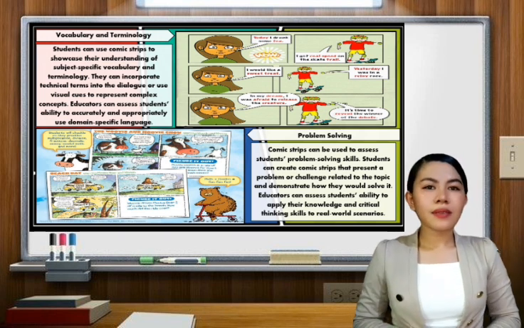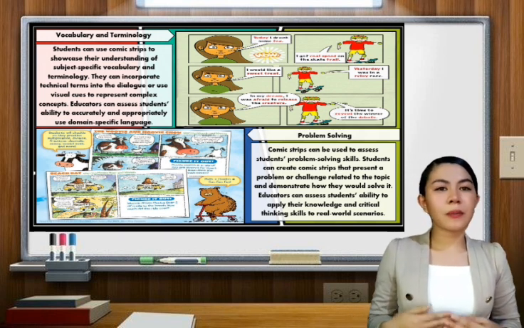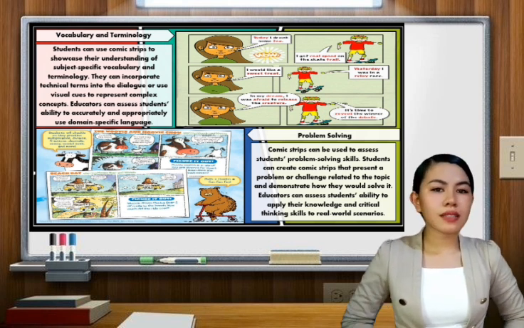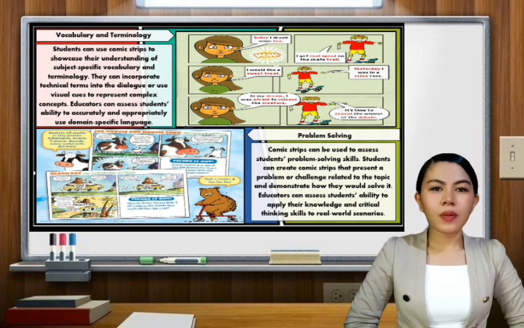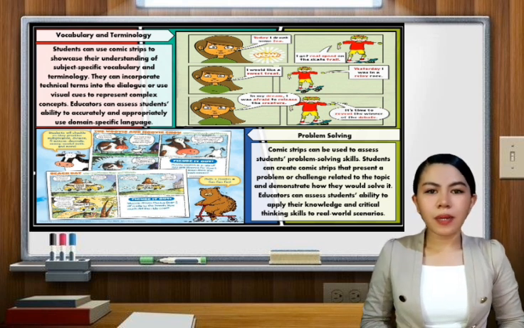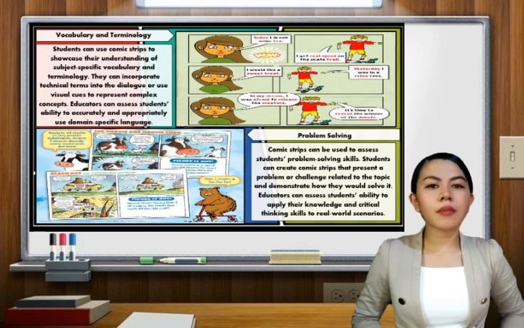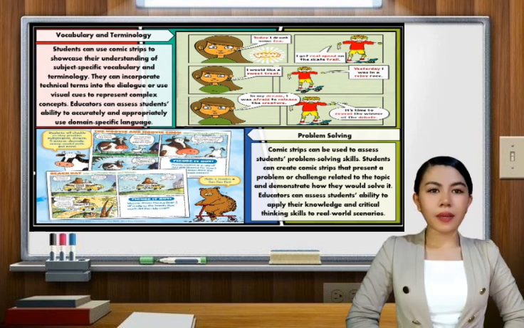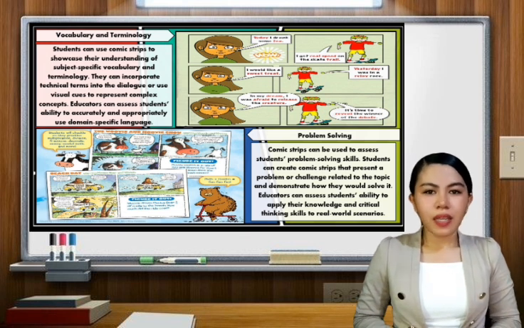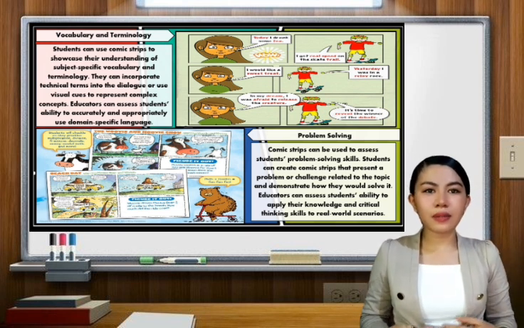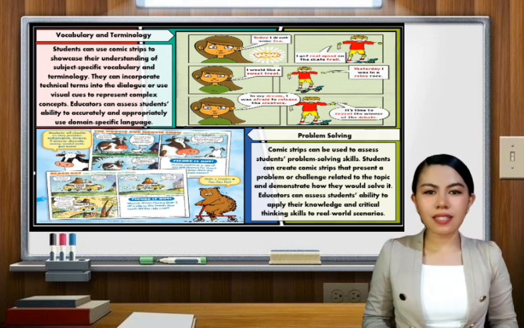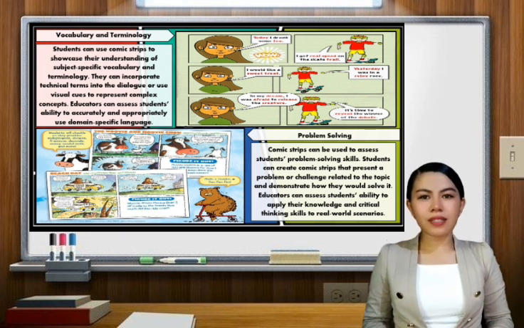The next is comic strips can be used in problem solving. Comic strips can be used to assess students' problem solving skills, wherein students can create comic strips that present a problem or challenge related to the topic and demonstrate how they would solve it. Educators can assess students' ability to apply their knowledge and critical thinking skills to real-world scenarios.